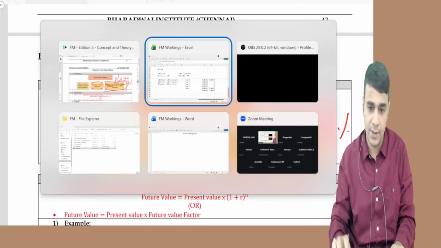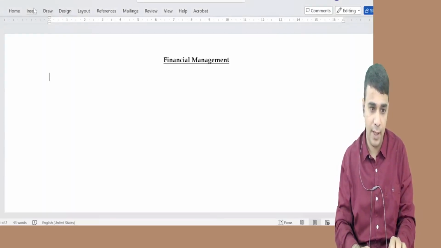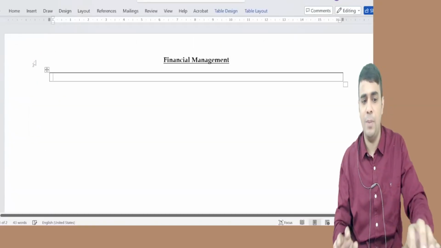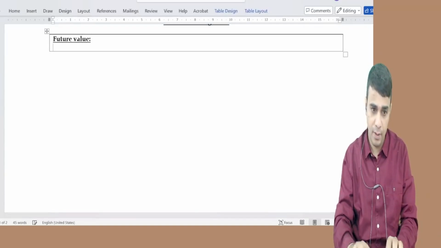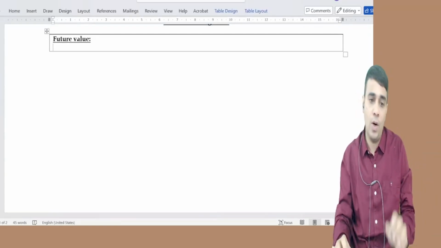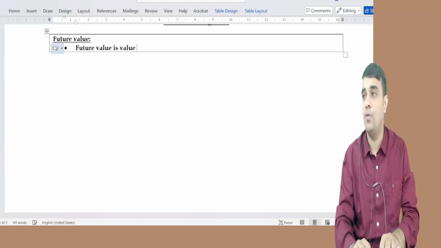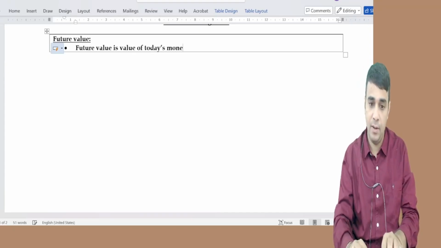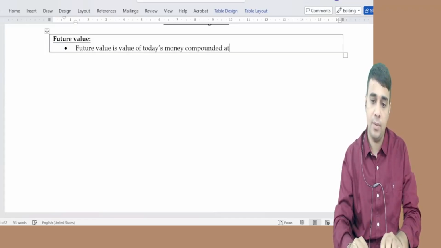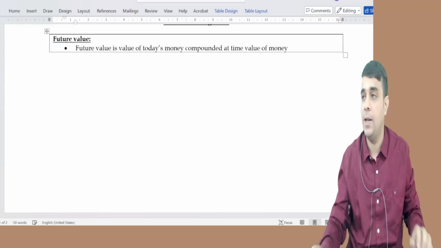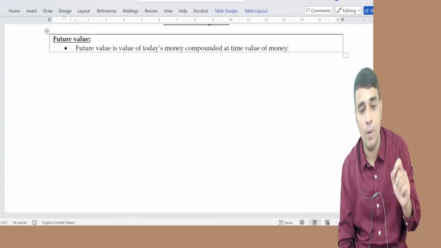Okay. With this context, I start with the first thing. Nothing for you to write down. When I do a problem, at that time alone, you will write something. The first concept is called future value. Now, what is future value? Future value is the value of today's money compounded at the time value of money. What is compounding? You would have learned about something called compound interest. Now, what is compounding? Very simple. Listen.